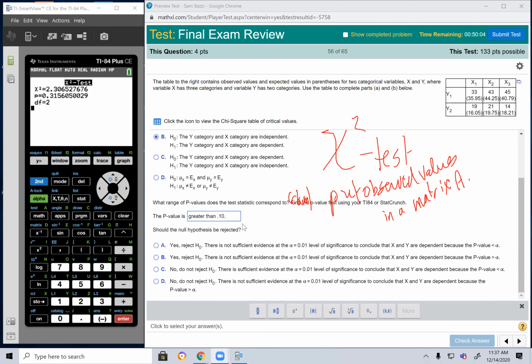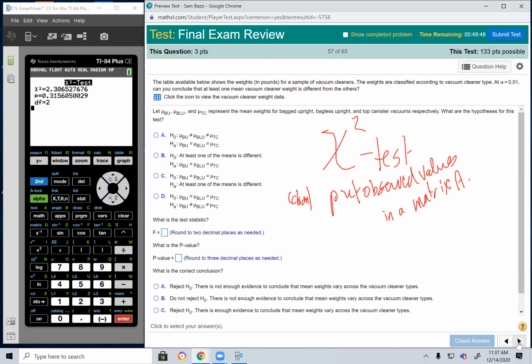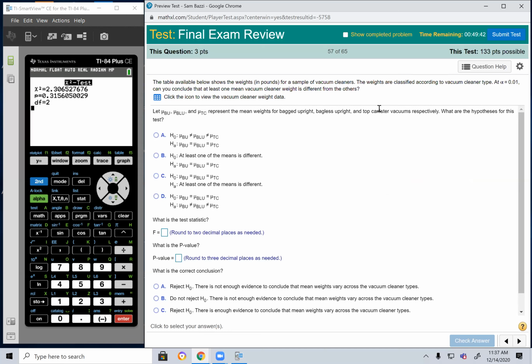Let's find this one. So it's between this and that. No, do not reject H0. There is sufficient. No, we don't say there is sufficient evidence when you don't reject. So actually, guys, you don't even need to read the rest. This one, it's going to be D. All right. Clear all drawing.